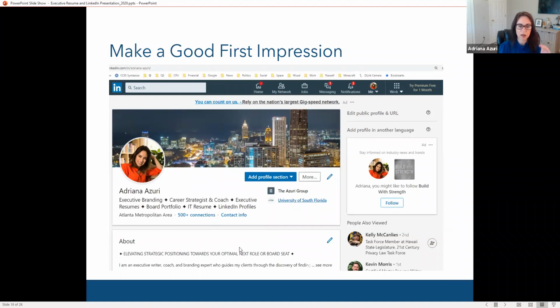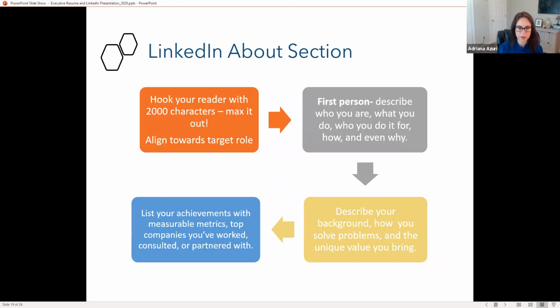So again, like the resume, people want to scroll down and see what you've done. So then in the about section, you know that there's 2,000 characters that you're given with LinkedIn, and that's with spaces, so you want to max it out. You want to make sure that about section, which is very similar to your summary in your resume, really aligns to your job search strategy. You are, again, speaking to an audience, and who is that audience, and how are you presenting yourself for those types of opportunities, right? So you want to also think about, you're in a room, you're introducing yourself, you want to do this in first person.